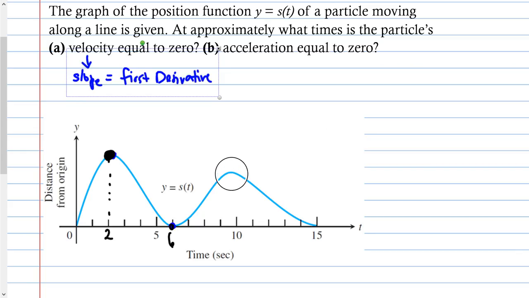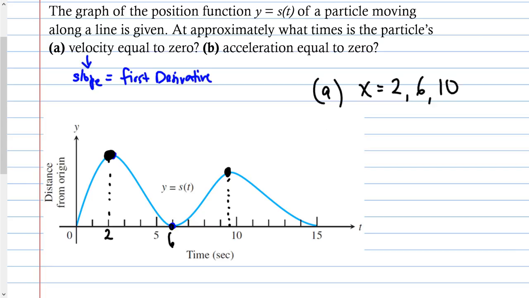You know what? Let me do the dotted line. This looks like the peak to me. I don't know. Let's just make our lives easier and call that 9.5, 9.6, 9.7, whatever. But humor me, people. Okay, so answer for A: velocity is equal to 0 at these 3 points, x equals 2, 6, and 10.